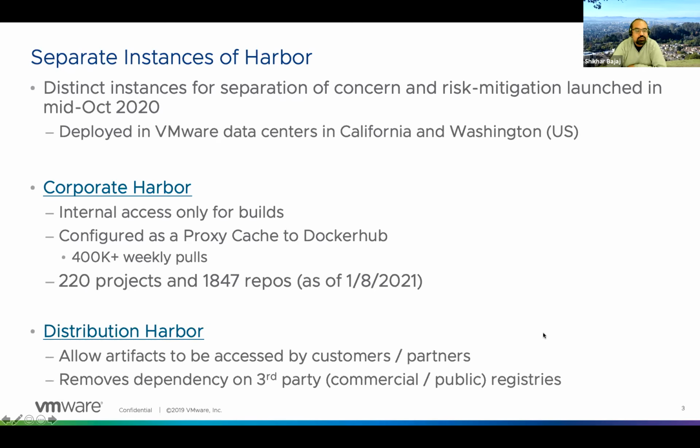We have a second instance, which we call Distribution Harbor, and this one is externally exposed, and it allows artifacts to be accessed by customers and partners. Again, this is to remove the dependency on third-party registries. Particularly for open source projects, many of the VMware business units are looking to potentially start using Distribution Harbor versus other third-party sources for distributing their open source artifacts into the public domain. So those are the two instances we have.